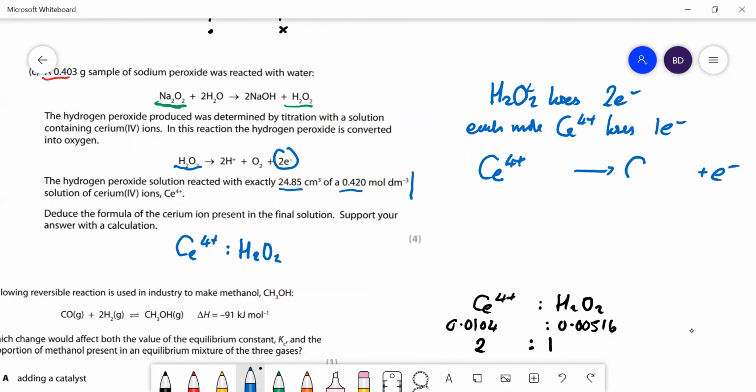So that means cerium 4+ is going to gain an electron, plus e-. So what have we got there? It's got to be cerium 3+ ion. Okay, so that is the formula of the cerium ion. So you have to work out basically the ratio of them losing electrons and gaining electrons in this redox reaction, from the number of moles reacting, and then you find that. Okay, another hard question, I think. Right. Tidy up this.